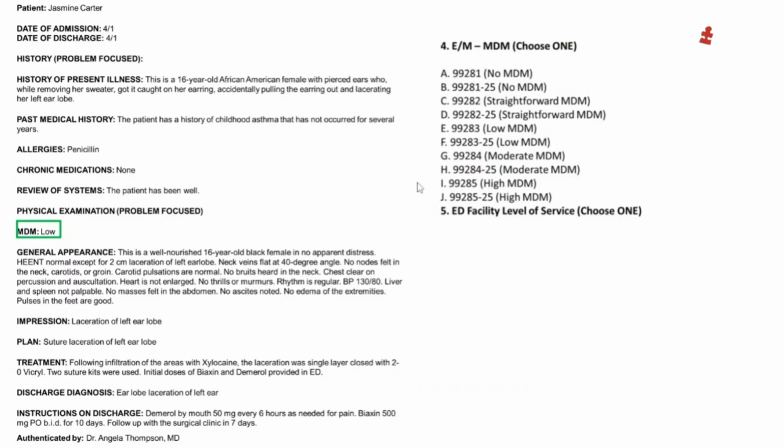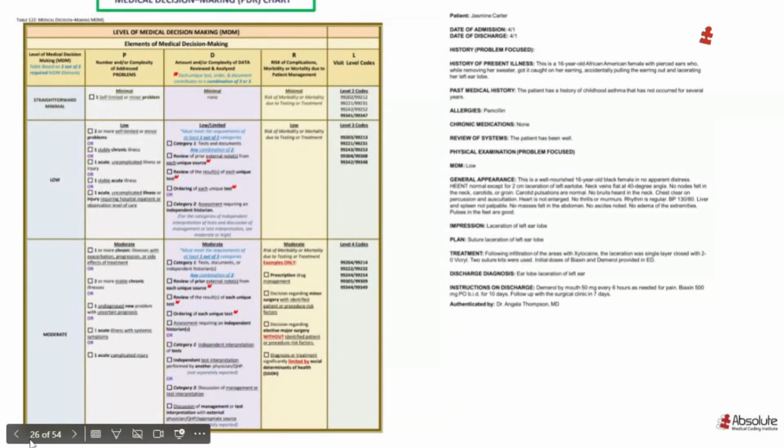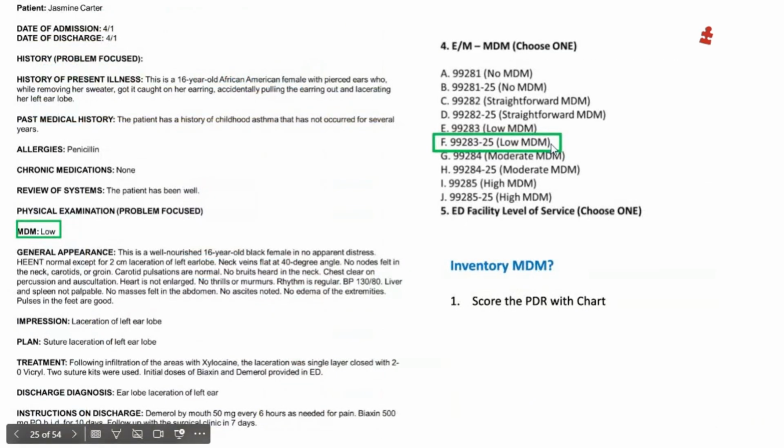All right. So we know that this is low MDM. It says it in the documentation, so we don't have to do anything. We just have to assign the code for low MDM, right? So the MDM is low. And yes, we are going to assign a 25 modifier to it. Why? Because she had a procedure, a significant and separate procedure.